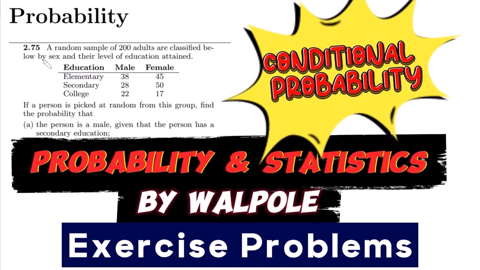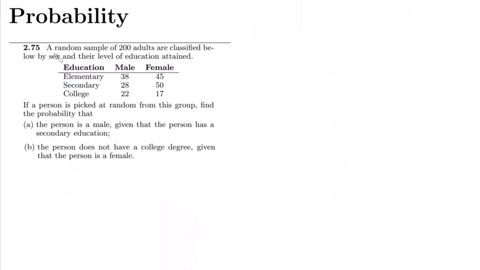This is question 2.75, and the statement it has is: a random sample of 200 adults. So the total number of adults is 200, classified below by sex and their level of education attained. This is basically the table which corresponds with the sex of the 200 adults and their education level. If a person is picked at random from this group, find the probability that A, the person is a male, given that the person has a secondary education, and similarly part B here as well.